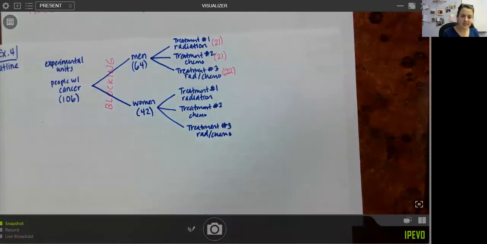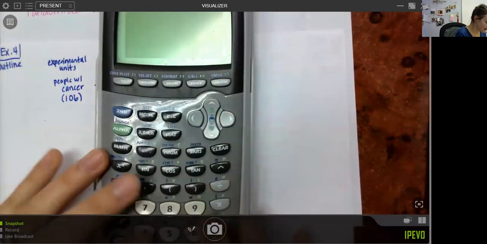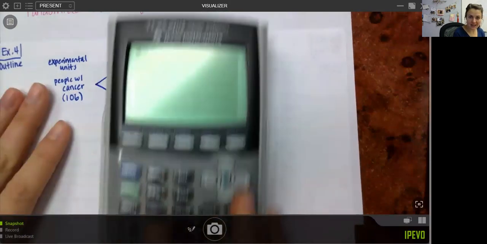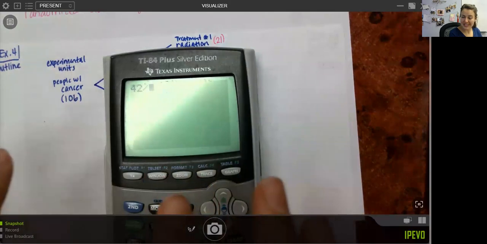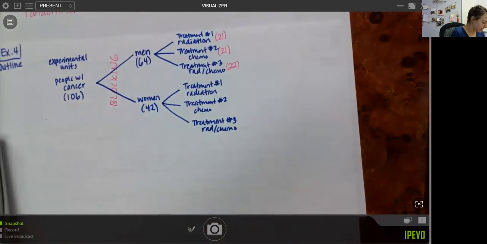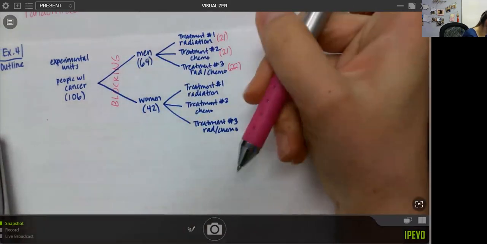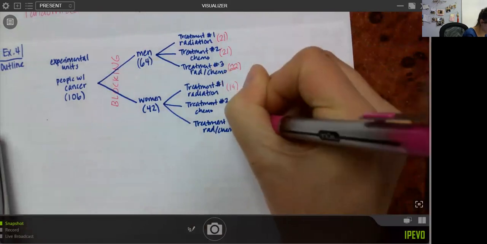Okay. Now, let's see if we get more lucky here. Maybe the number for women, 42, is divisible by 3. Now, if you remember anything from math, there is a divisibility rule. If you add the digits, 4 + 2 is 6. 6 is divisible by 3. So yes, 42 is divisible by 3. So we've got 14 that we can assign to each group. Now that works out just perfect.